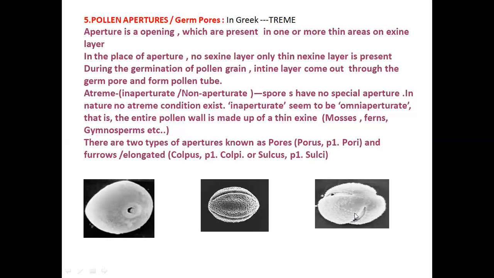Both are present here. See here, a small round one is there. This is called ectoaperture. This is called endoaperture. Endoaperture and ectoaperture are different: one is circular, another one is elongated. So that type of pollen grain is called colporate.